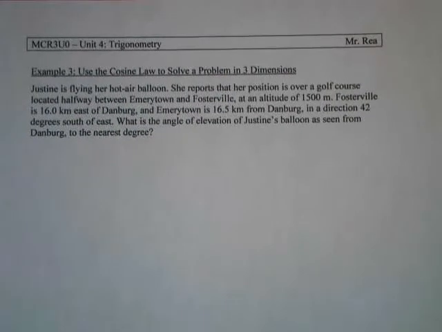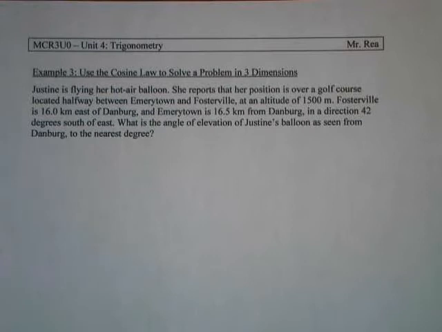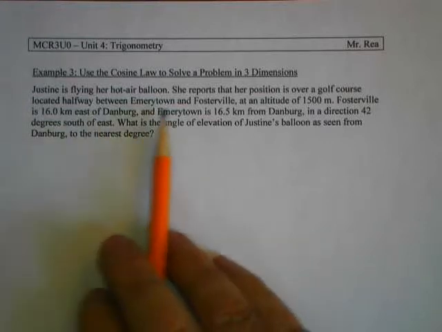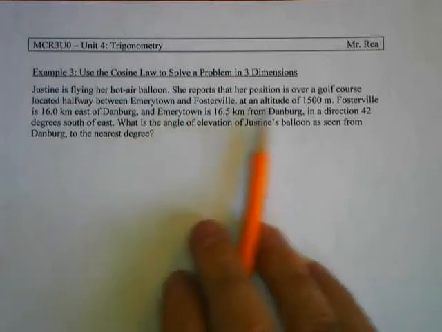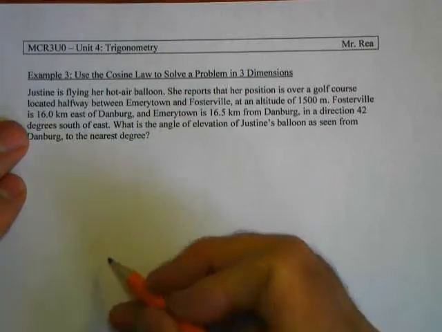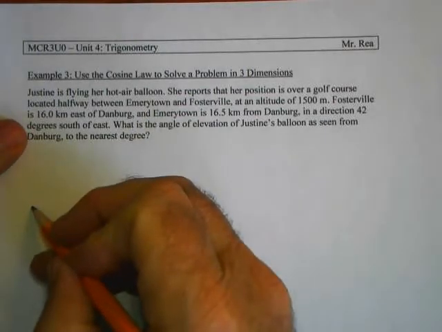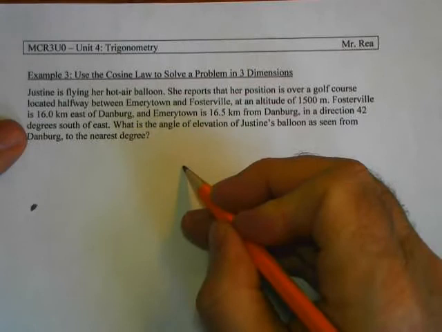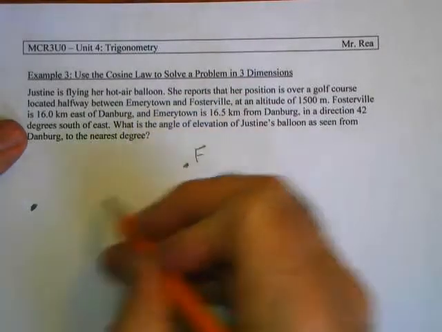Okay, lots of stuff there, right? So let's start with the position of things on Earth. So we're going to be building points and triangles on the ground. So we've got three towns, Danburg, Emerytown, and Fosterville. So what does it say about those? Fosterville is 16 kilometers east of Danburg. So let's start with that. So we've got Danburg here, and we've got Fosterville here. So of course we're going to call those D and F.